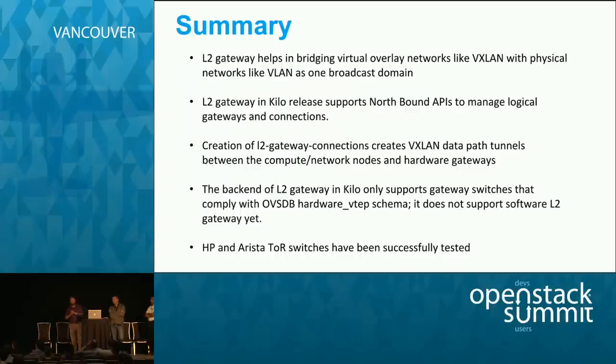So let me summarize what we're saying. L2 Gateway really helps in bridging VXLAN and VLAN-based networks, with VLAN being the physical networks and VXLAN being the virtual networks. L2 Gateway is part of the Kilo release. The northbound APIs to manage and create the logical gateways and connections are available. When you create a connection, it creates a VXLAN tunnel. So essentially, we are taking a software VTEP and a hardware VTEP and creating a tunnel between the two to achieve connectivity between two distinct networks.